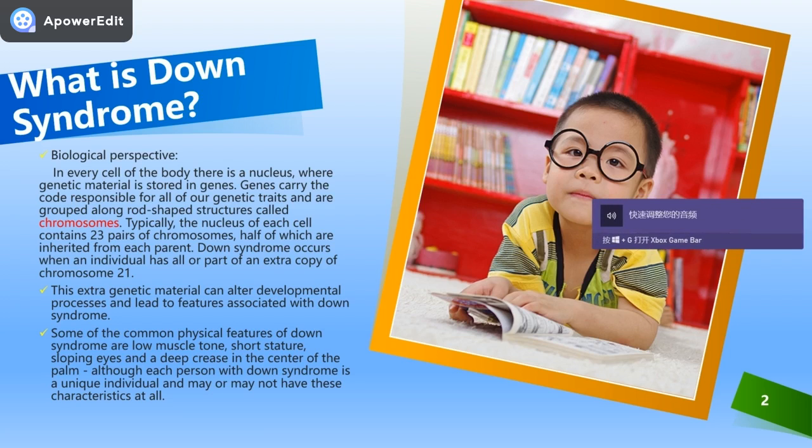Okay, so what is Down syndrome? Biologically, in every cell of the body, there is a nucleus, where genetic material is stored in genes. Genes carry the code responsible for all our genetic traits and are grouped along rope-shaped structures called chromosomes. Typically, the nucleus of each cell contains 23 pairs of chromosomes, half of which are inherited from each parent. Down syndrome occurs when an individual has all or part of an extra copy of chromosome 21. This extra genetic material can alter the development process and lead to features associated with Down syndrome.